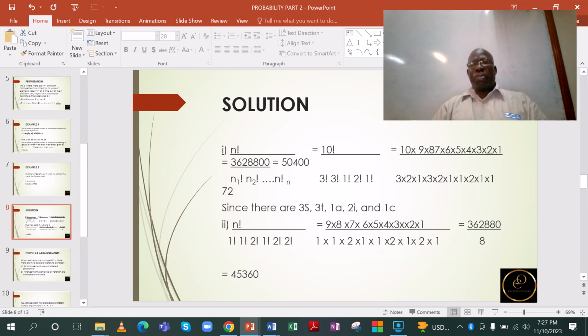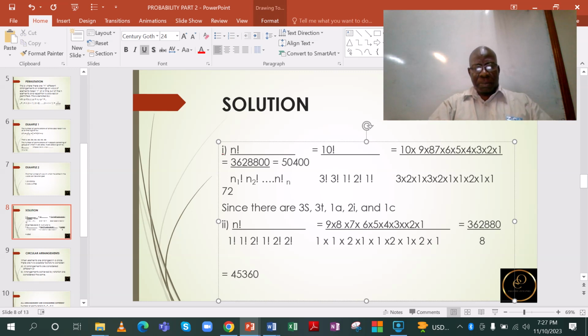So you are going to end up with 10 factorial, which is 10 times 9 times 8 times 7 times 6 times 5 times 4 times 3 times 2 times 1. That is 10 factorial. Then you have 3 factorial. The first 3 factorial is 3 times 2 times 1. The next 3 factorial is 3 times 2 times 1. Then 1 factorial is simply 1. 2 factorial is 2 times 1. 1 factorial is still 1. So that's what you have at the bottom here.